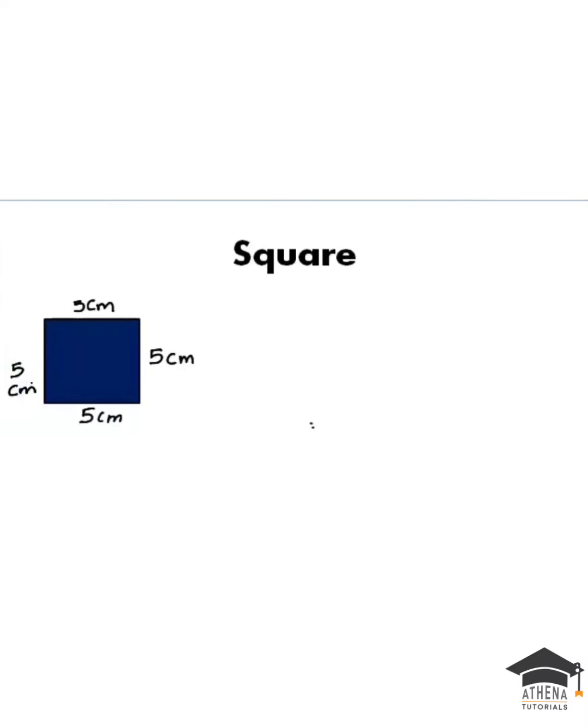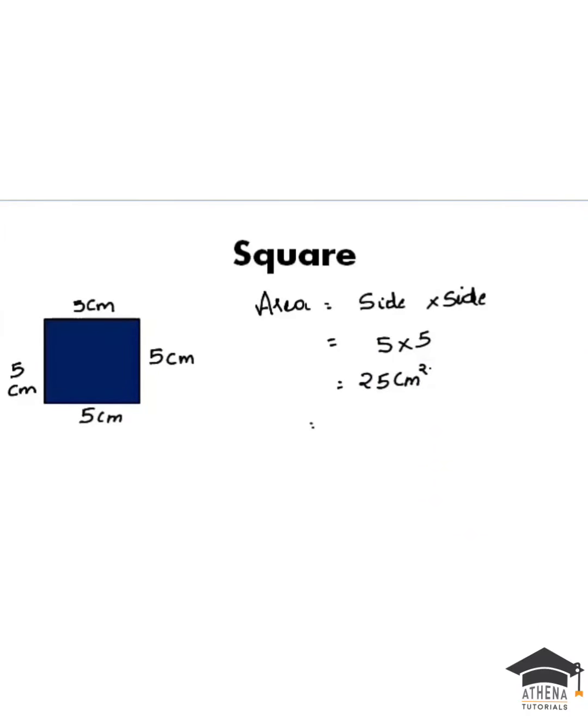So how do we find the area of a square? Area is equal to side into side. Correct? So if we know the value of one side of a square, that's more than enough because all the sides of a square are equal. So the area of this square is equal to 5 into 5, which will be 25 centimeter square.